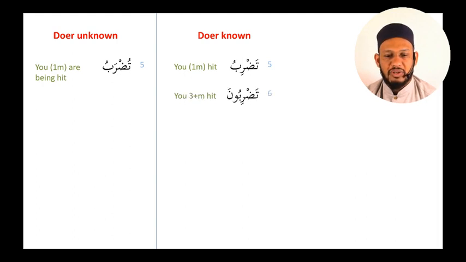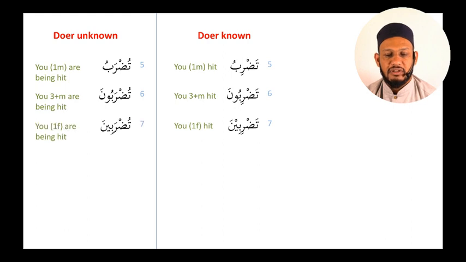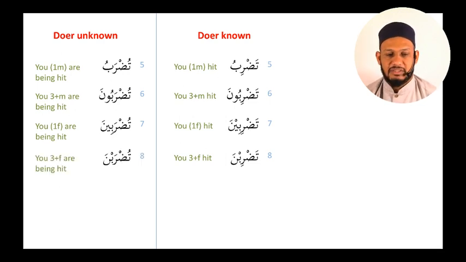Tadribuna, you many males are hitting. Tudrabuna, you many males are being hit. Tadribina, you one female you are hitting. Tudrabina, you one female are being hit. Tadribna, you many females are hitting. Tudrabna, you many females are being hit. Let's say those 4 together.